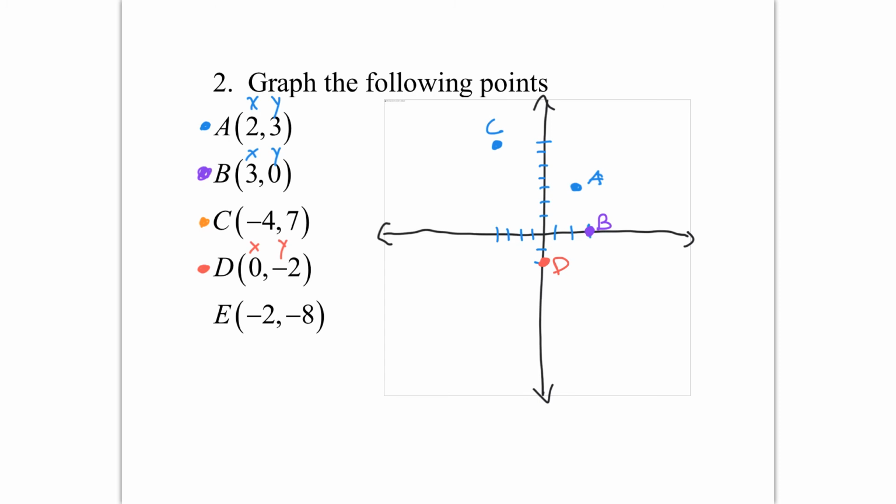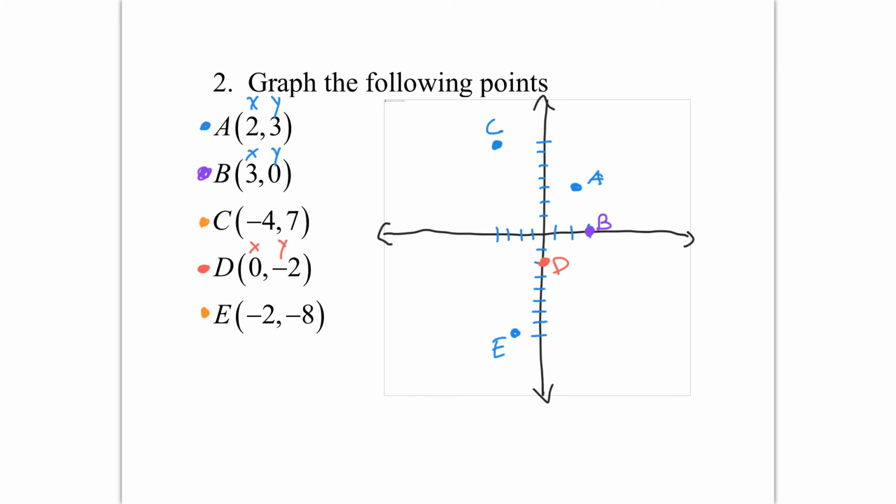And point E, you guys will go 2 to the left, negative 2 is your X. So 1, 2, and then negative 8 is the Y. So you go down 1, 2, 3, 4, 5, 6, 7, 8. So right here is point E.